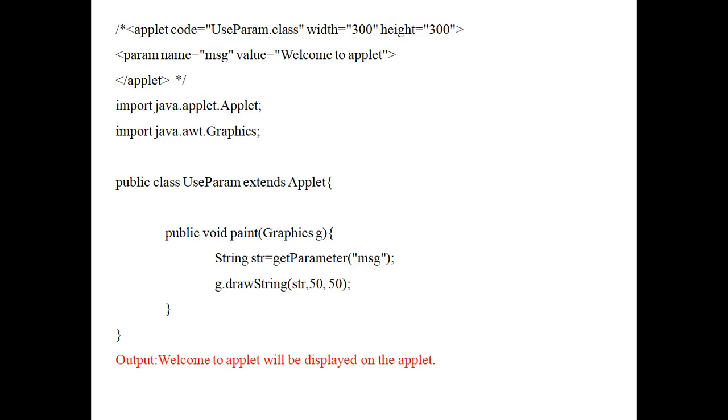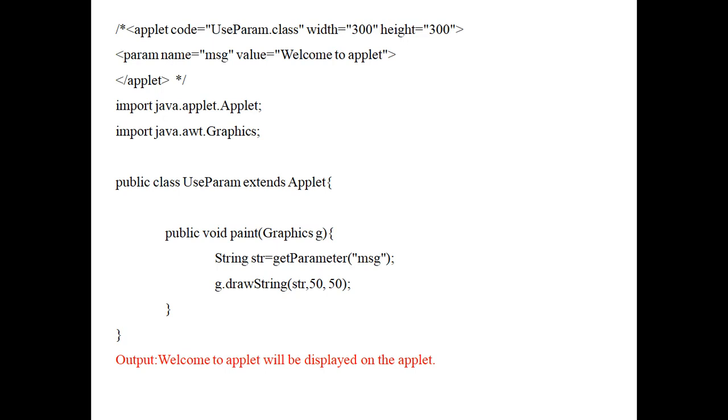Now this is an example to show how to pass parameters to an applet. I've defined the HTML code. First, I've defined the applet tag. Applet code is equal to useParam.class. So useParam is the name of my class. Now I've defined the width and the height in pixels, which is equal to "300" in double quotes. Now I've defined the param tag.